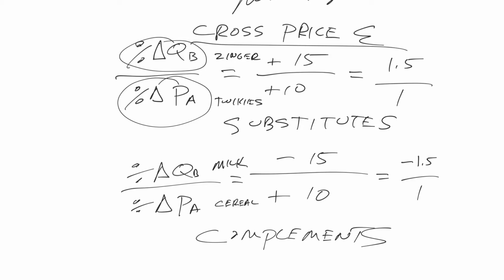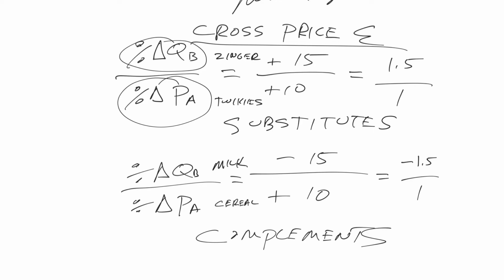If the price of cereal goes up, I'm going to buy less cereal. That's the law of demand. But because I buy less cereal, I buy less milk too, because I don't want milk unless I have cereal with it. Okay. So, the signs matter. The calculation is exactly the same. It's just that we're changing what's in the numerator and the denominator.